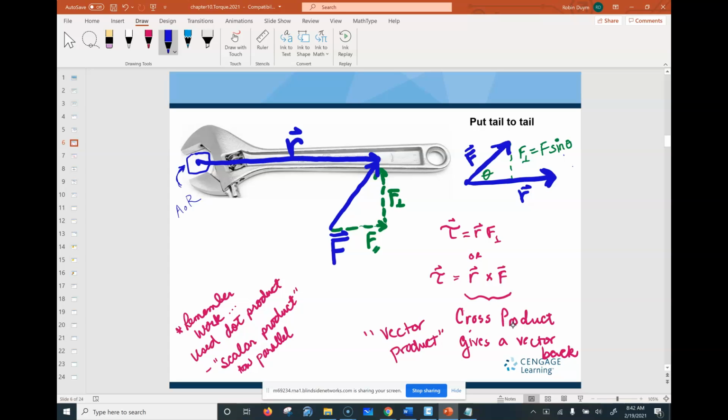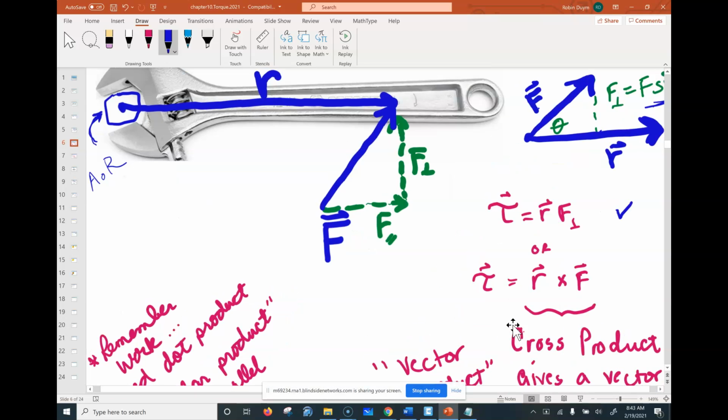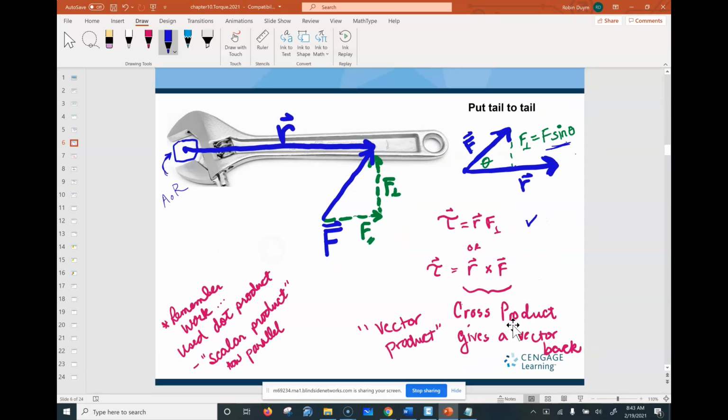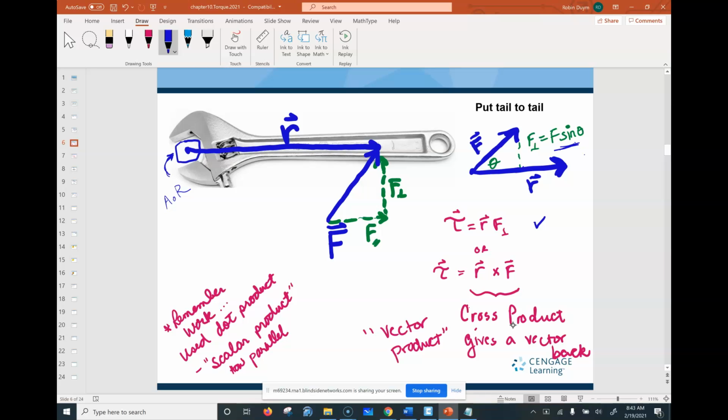If we were to break it up now, you can see that your force perpendicular is just F sine theta, right? That's where this comes in. So we could write torque as R times F perpendicular, or we can do this. It's called R cross F. It's called the cross product, and it's just some vector math. But what happens is if you do R cross F, it gives you back a vector. So sometimes they call it the vector product.